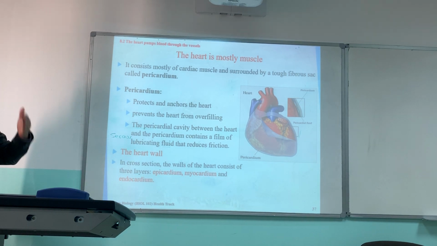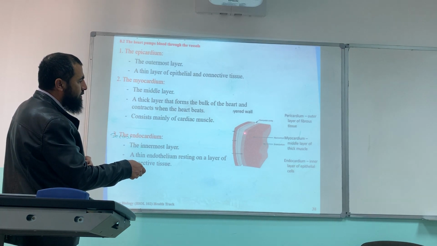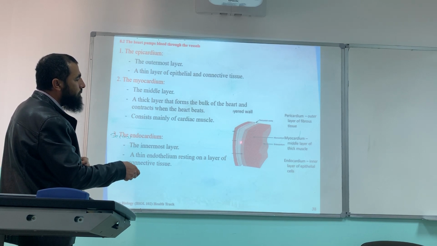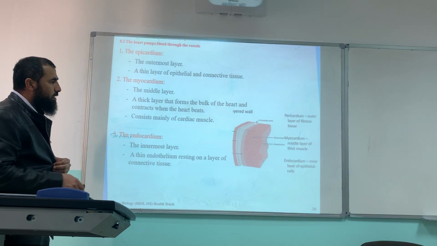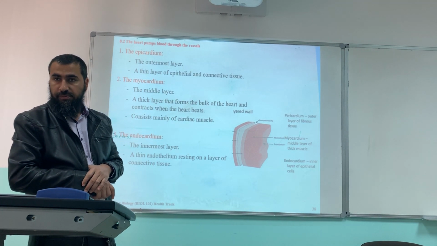So when we move on to the rest of the cross section of the heart, we find three other layers. We call them the epicardium, myocardium, and endocardium. The epicardium, the outermost layer, we find right here. This layer here is the epicardium. This is the pericardium. The epicardium is a thin layer of epithelial and connective tissue, and that's partly responsible for producing this serous fluid as well.